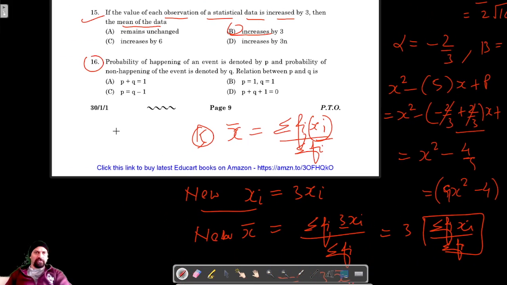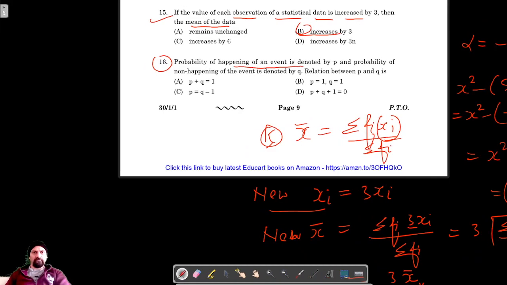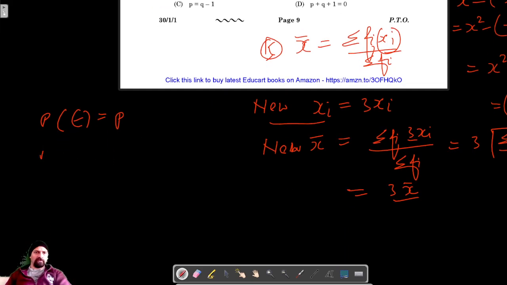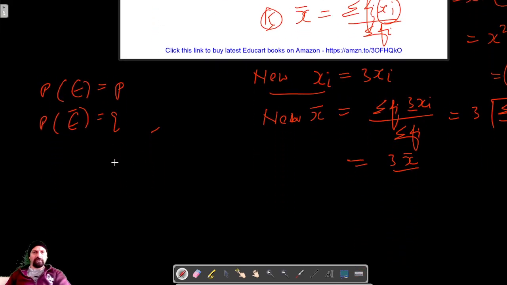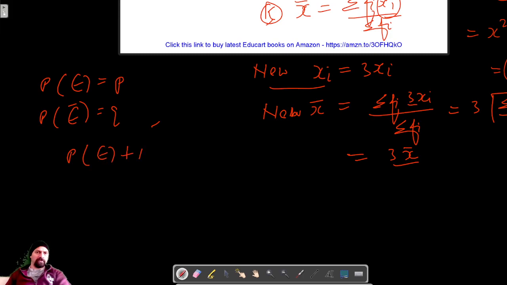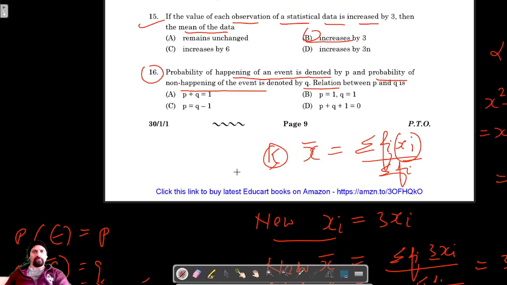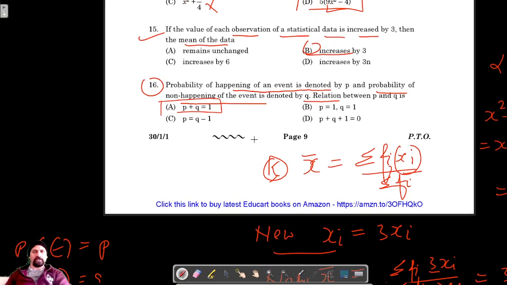For question number 16, it's given the probability of an event happening. Let's say the probability of the event happening is P, and the probability of the event not happening, that is probability of not E, is equal to Q. What is the relation between P and Q? We know that the probability of E plus the probability of not E is equal to 1. So the probability of E is P, the probability of not E is Q, and the relation is P plus Q is equal to 1. So P plus Q equals 1 is the correct option, which is option A.